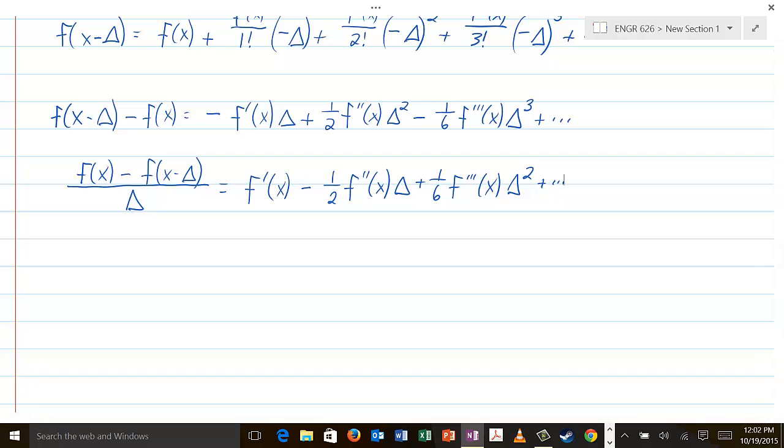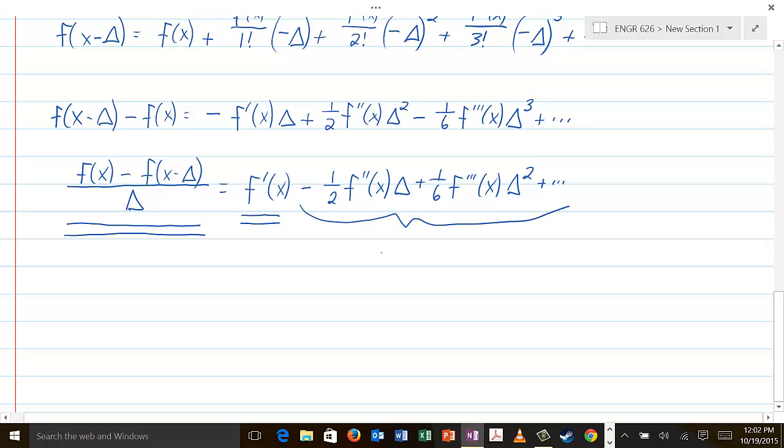And so you see then that f prime of x, if we compare the right hand side and the left hand side now, the exact value of f prime of x here on the right hand side is equal to this approximation that we're using, but the error here, this represents the error, and the leading term in the error is of order delta, and it's delta to the first power. So this justifies, this verifies that our formula is first order accurate.